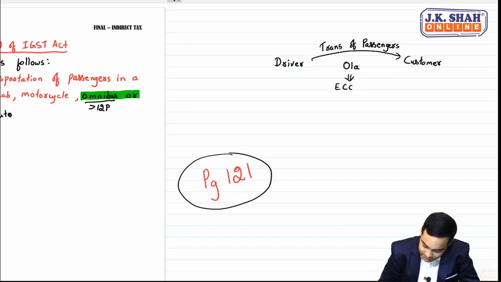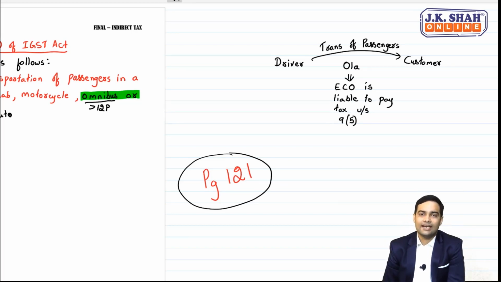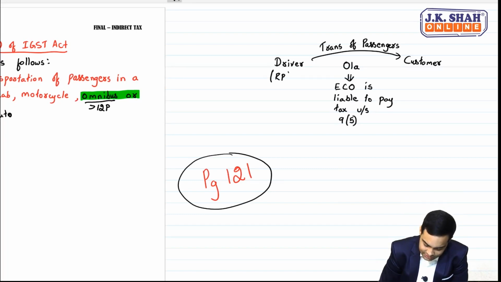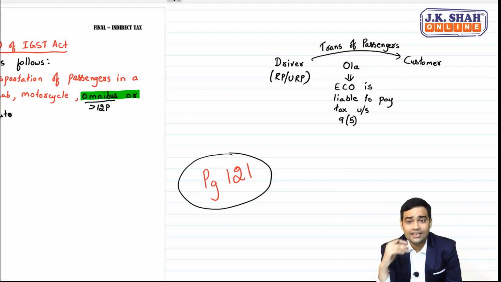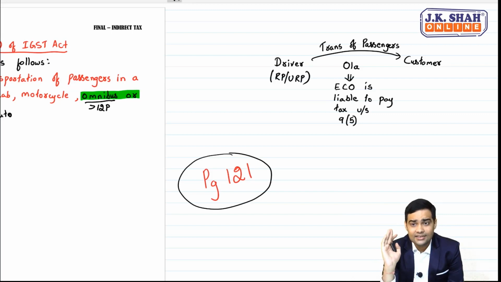What does the law say? The e-commerce operator is liable to pay tax under section 9.5. I have a question here. Does it matter whether the driver is registered or unregistered? The answer is no, it does not matter. Whether the driver is a registered person or unregistered person, the e-commerce operator is liable to pay tax under 9.5. And the moment it is covered under 9.5, the driver is not required to register.